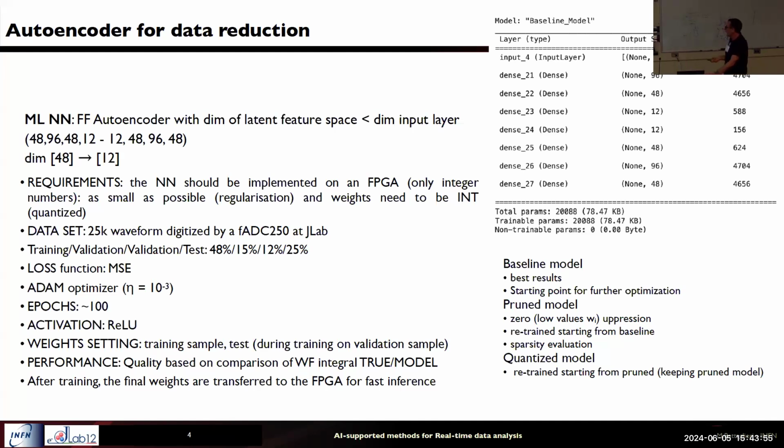And again, the performance, as already mentioned, we are going to compare, because we want to be sure that what we are doing makes sense. So we need to be sure that the error associated to the charge, that this is the information we are trying to preserve at the end of the chain, is correct. So we can compare true and model. So what the FPGA, or let's say my autoencoder, is producing compared to the original one, and check that they match. And then again, at the end, weights will be transferred to FPGA.